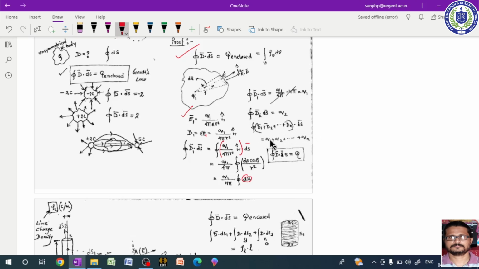and this equation you can write in a compact way as the summation of D1 plus D2 up to Dn, you can write D dot dS over here. This is the closed surface integration, and that will give you the total charge, and you can write this total charge equal to capital Q enclosed. So this is the proof of Gauss's law.